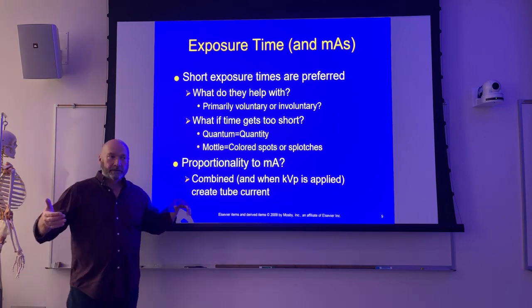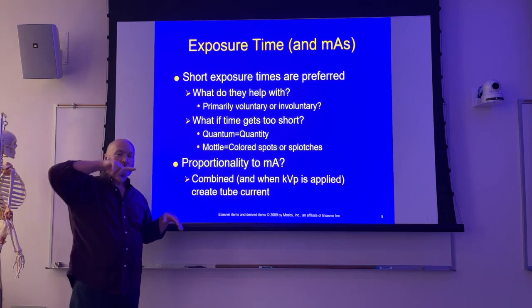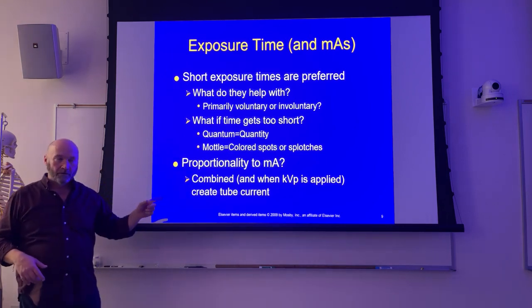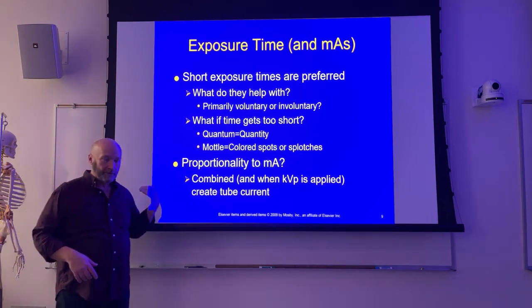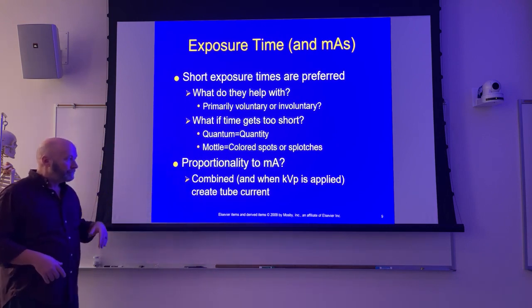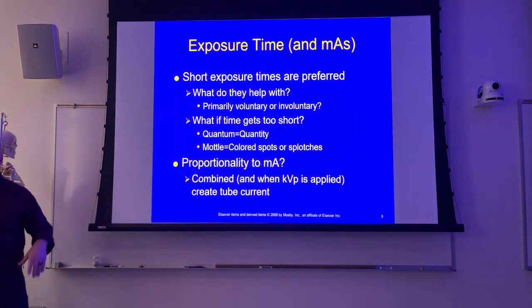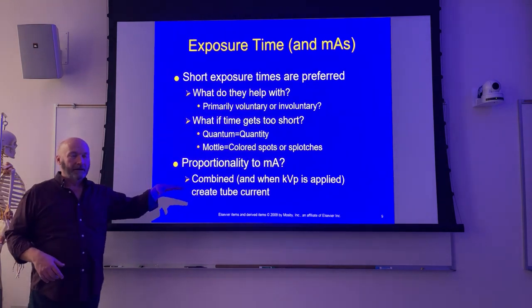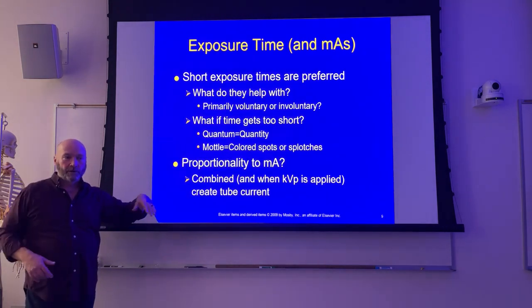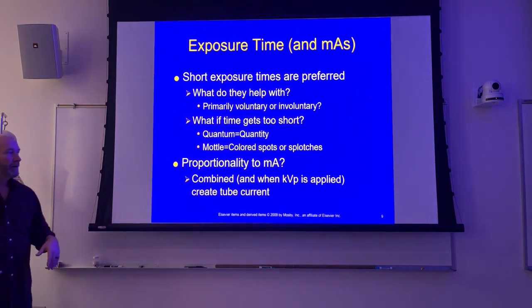And whenever we get to the end of the exposure, we get a signal sent over to the timer circuit back in the low voltage circuit that kills the exposure, right? So then we have tube current. Until the point of applying kVp, we don't have tube current, we just have filament current.